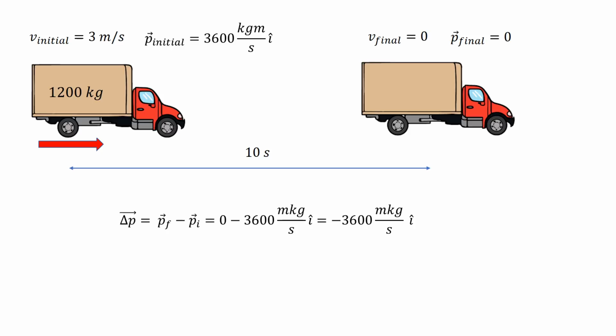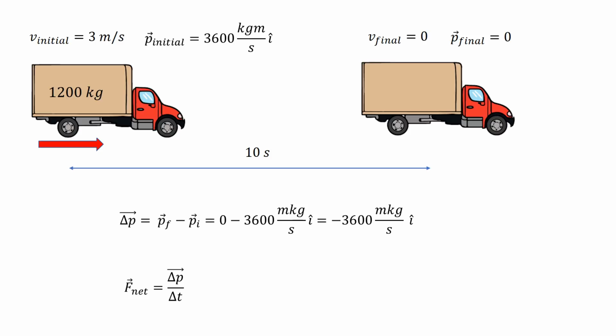So if our change in momentum is your final minus your initial, we've said that before. So final is 0 minus your initial, and it's all in the i hat direction. So the change in momentum is negative 3,600 kilograms meters per second in the i direction.